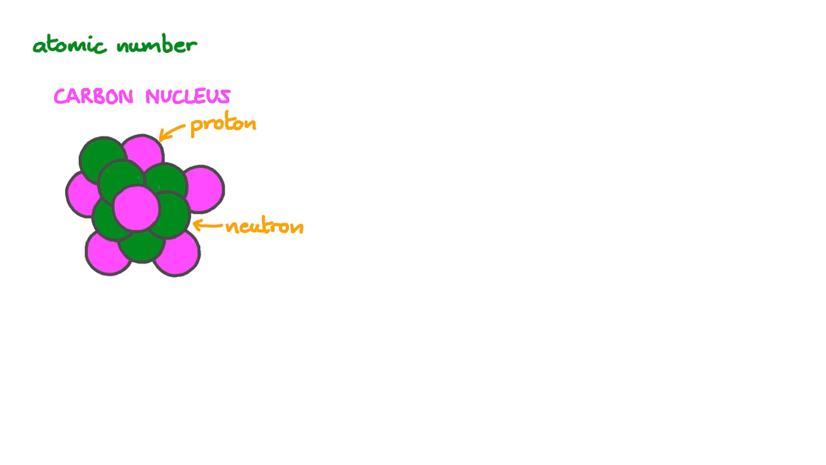If you count up the protons in a nucleus, you'll get that nucleus's atomic number. For instance, a nucleus of carbon contains 1, 2, 3, 4, 5, 6 protons. So this nucleus and all nuclei of carbon have an atomic number of 6.